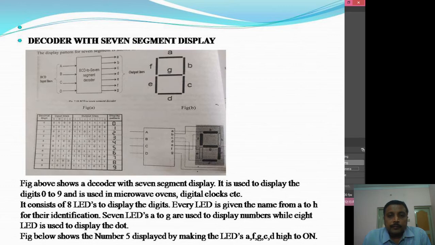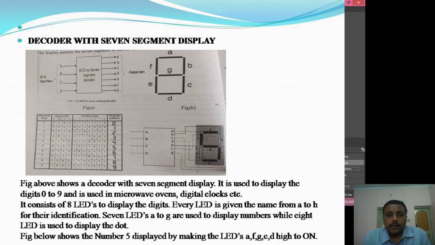Suppose you want to display the decimal digit 0 on the display. There are 4 inputs, ABCD, and 8 outputs. The first input that we are providing for ABCD is 0, 0, 0, 0. Since a decimal 0 needs to be displayed, outputs A, B, C, D, E, F are going to be in the on condition, that is high state. Similarly, let me take you through the table.